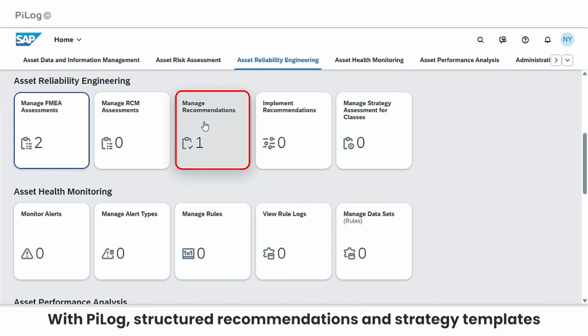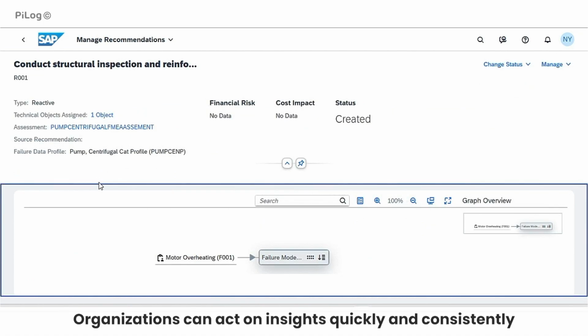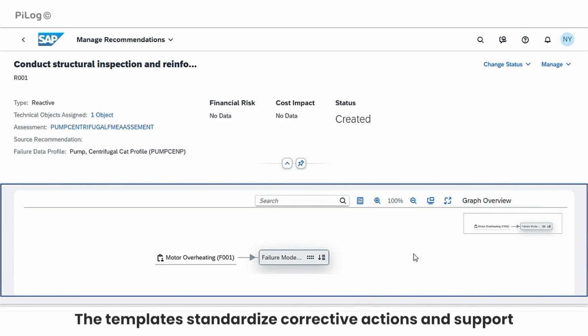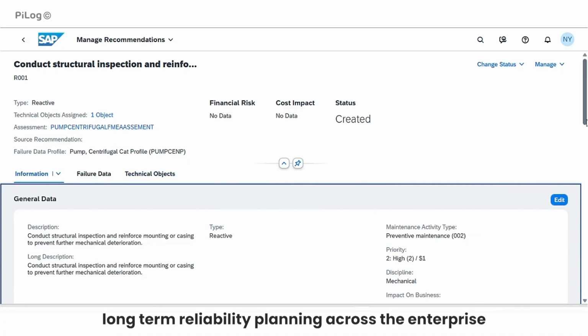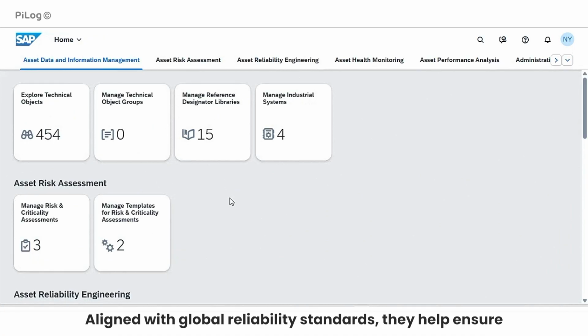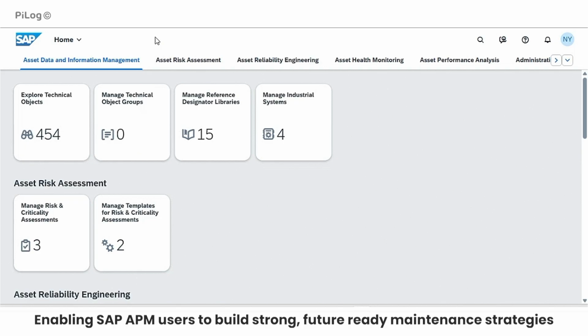With PiLog structured recommendations and strategy templates, organizations can act on insights quickly and consistently. The templates standardize corrective actions and support long-term reliability planning across the enterprise. Aligned with global reliability standards, they help ensure maintenance decisions boost safety, reduce costs, and improve asset availability, enabling SAP APM users to build strong, future-ready maintenance strategies.